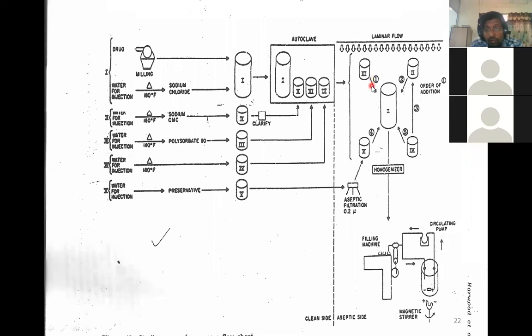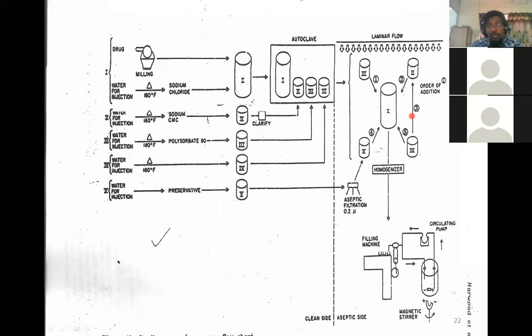Polysorbate 80 with the water for injection. Then you will add sodium CMC, right? Then third, you will add the plain water for injection. Then you will add the preservative at last. So after adding all these things, you will subject it to homogenization. With homogenization, everything will be uniformly suspended in the liquid vehicle, that is water for injection.